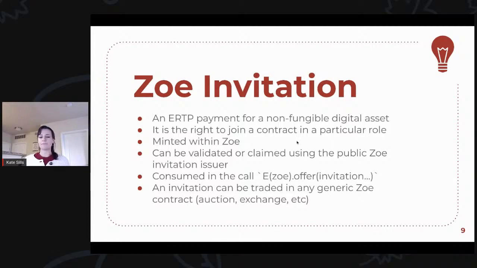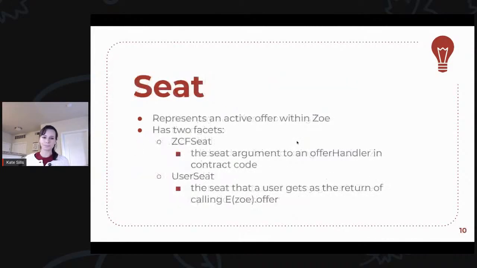So if you already have an auction set up or an exchange set up or anything that can take ERTP digital assets, they can take Zoe invitations. So that's what we call kind of the higher order composability of the Agoric platform. So an invitation to a contract can be bought and sold, which is really cool.